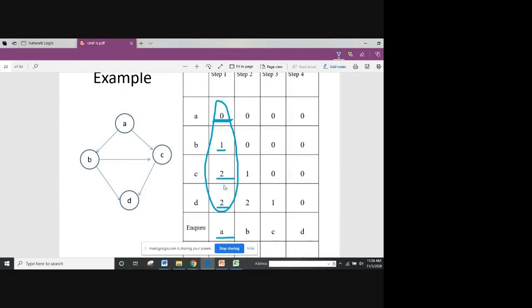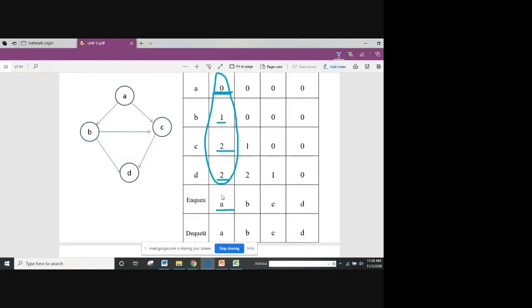I have found the in-degrees. First step, I calculated all the in-degrees. Then second step, I have pushed A inside the Q now. Whoever's in-degree is 0, you have to push inside the Q.